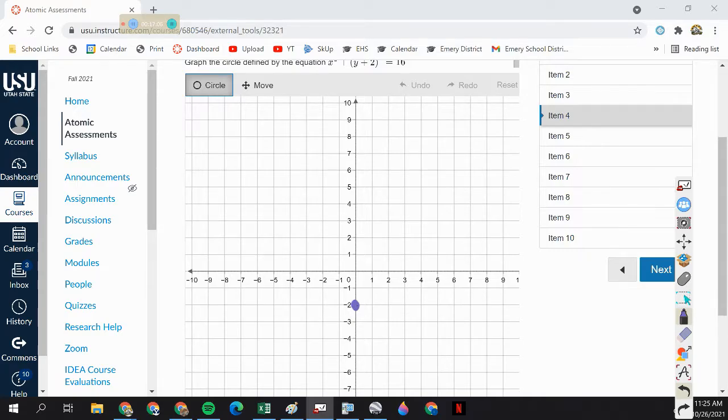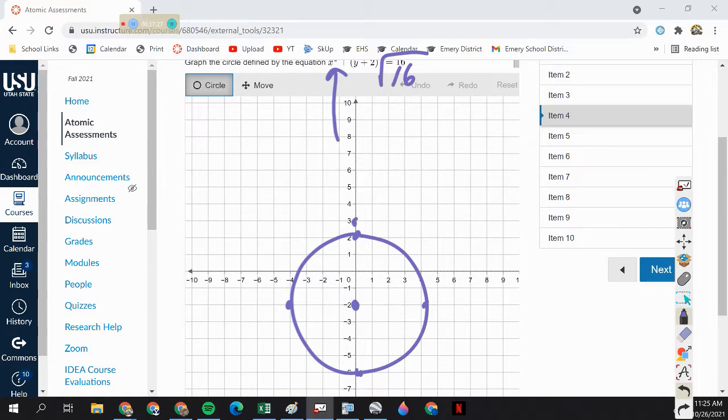And what's the radius? Sorry, that was a 16. So I take the square root and I get 4. So I just go over 4. 4 and 4. Like that. The x did not have anything inside the parentheses, so the center is just 0.